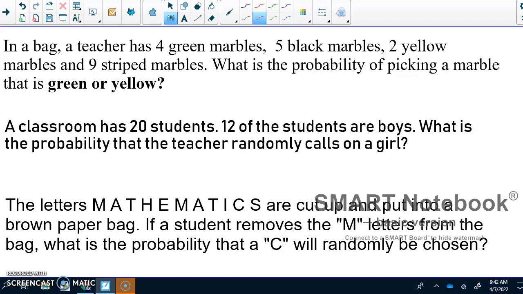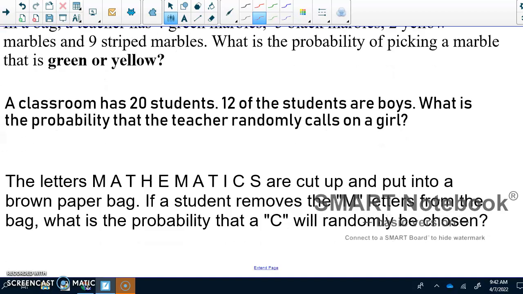Say in a bag, your teacher has 4 green marbles, 5 black marbles, 2 yellow marbles, 9 striped marbles. What is the probability of picking a marble that is yellow or green? I want you to go in and work through that one and then show your work. Next question.